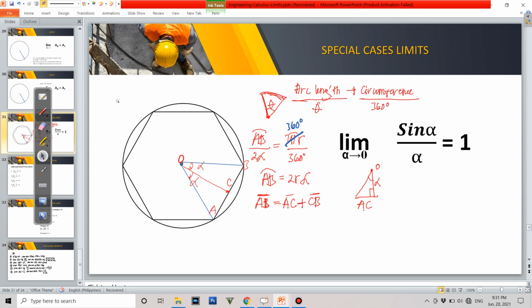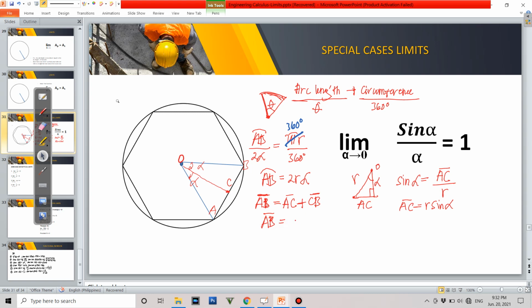So this is AC. Okay, this is the point of origin. So we can relate this by its radius in terms of alpha. So we can say that sine of alpha is equal to opposite, which is AC, all over hypotenuse, which is considered as the radius here. So therefore AC is equal to R sine of alpha. And knowing that AC is equal to CB, therefore multiply mo lang dalawa eh.